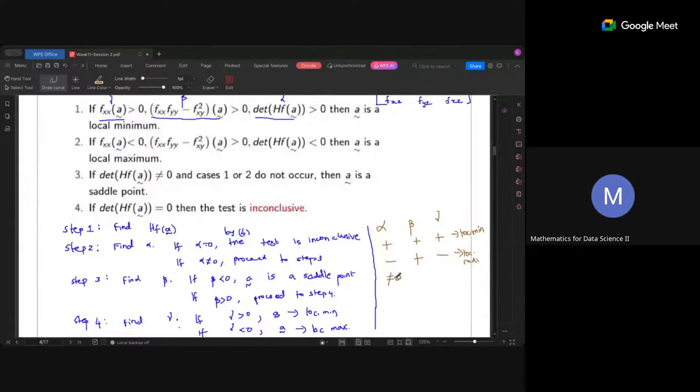So here suppose this is non-zero and this is negative, then whatever this is does not matter. It can be plus, minus, zero, anything. Then you know that it is a saddle point. So in all other scenarios, if this is non-zero and negative, then straight away you write saddle point. Only these three scenarios are there, right? So for all other cases, what do you know? The test is inconclusive. Only these three scenarios: local minimum, local maximum, or saddle point.